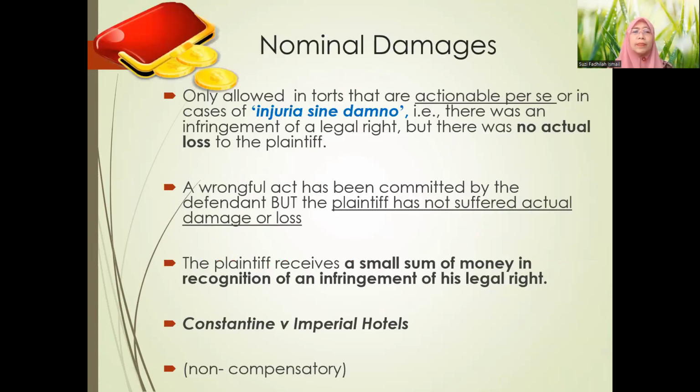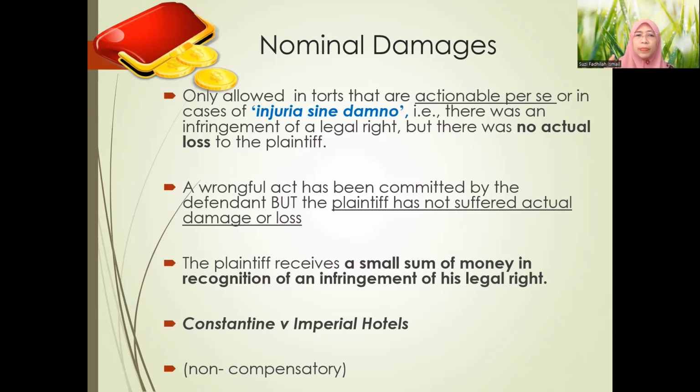Okay, the next kind or type is nominal damages. Nominal means small. The term itself can give you some idea what it's all about. So what is nominal damages here? Nominal damages is only allowed in torts that are actionable per se. Certain torts are not actionable per se. A tort that is actionable per se is one where, the moment it is committed, we don't care whether the party suffered injury or not.